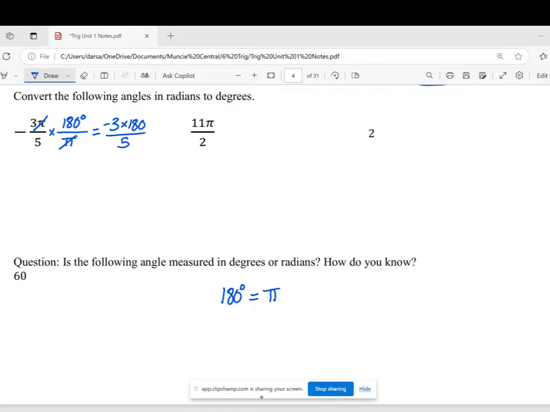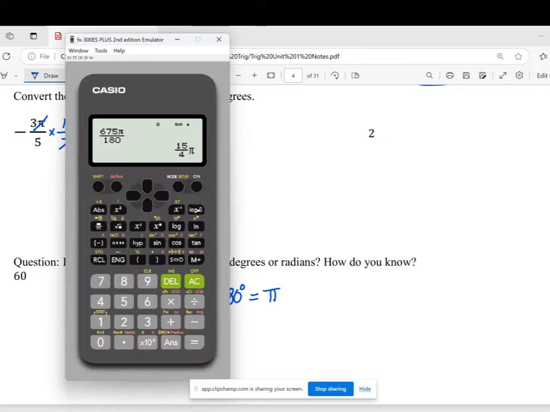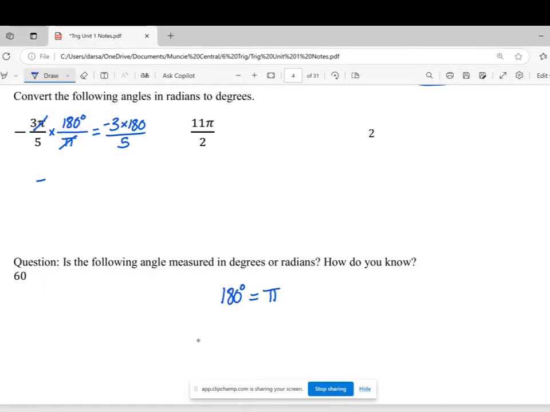So pulling out our calculator, we're going to get a fraction which is 3 times 180 over 5, and that is 108. So this angle, -3 pi over 5, is actually -108 degrees.